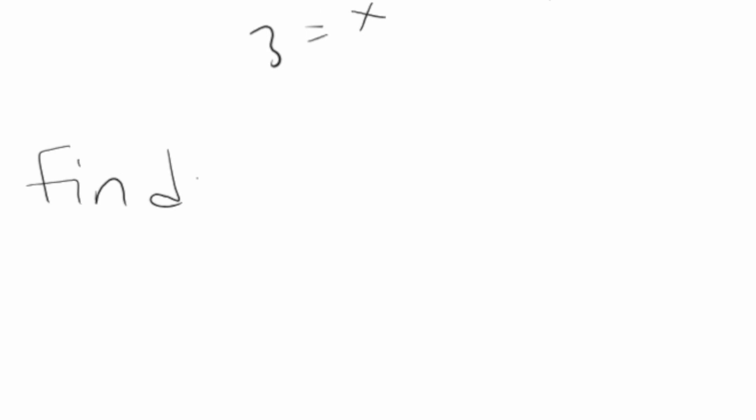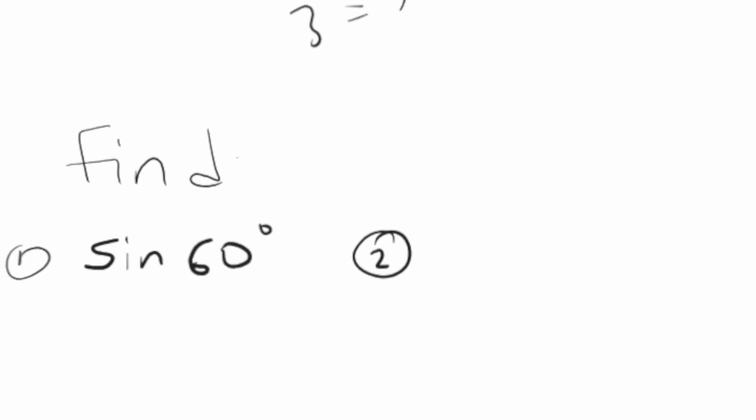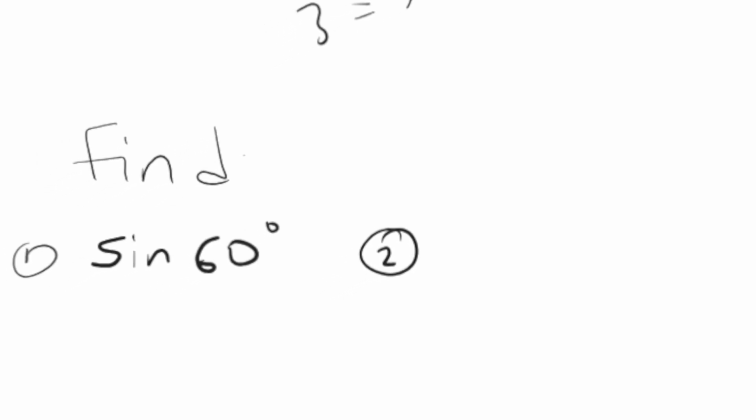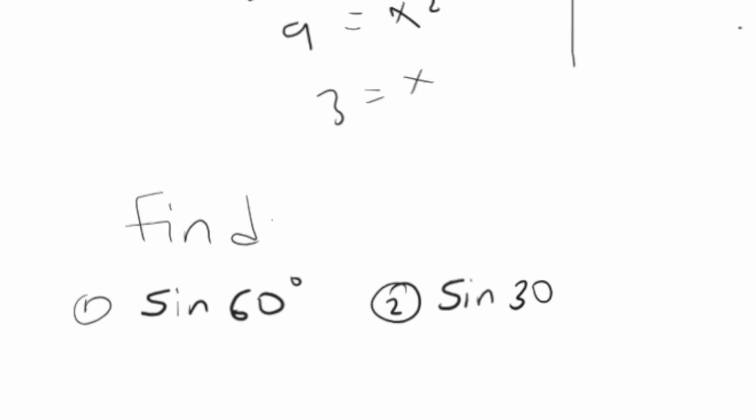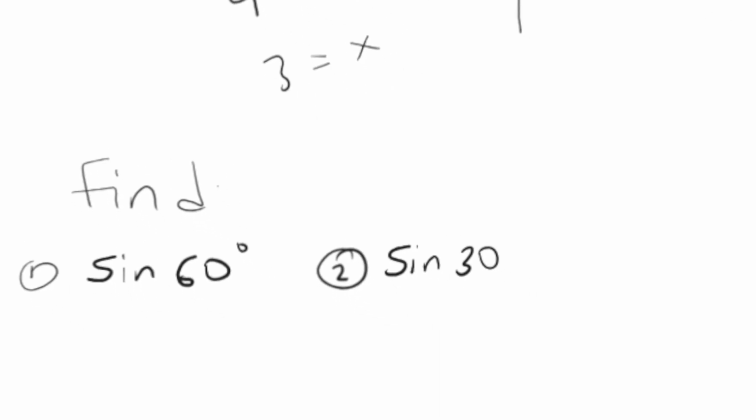So find: 1, sine 60 degrees. 2, sine 30. We are not doing any proof here because you can use the Pythagoras theorem and it's very simple, but I just want you to understand we are not doing any proofs here. And then cos 45 degrees.